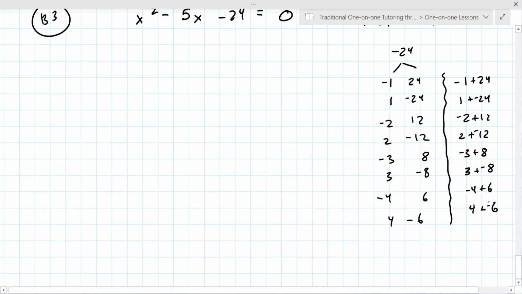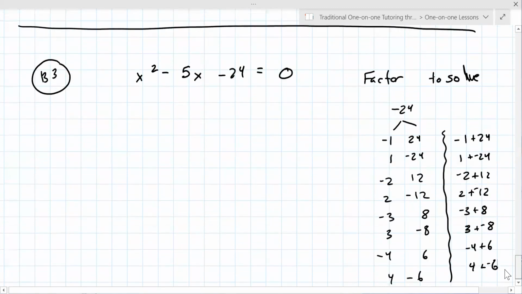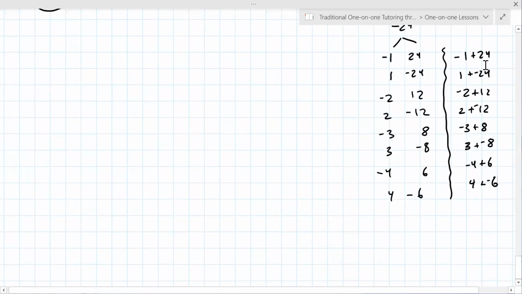So I've written down all these operations here. One of these pairs will add up to -5, which is what we were trying to get to. So I want you to look at this list on the right, and tell me which one adds up to -5. I would say 1 and 4. But they're not on this list over here on the left.